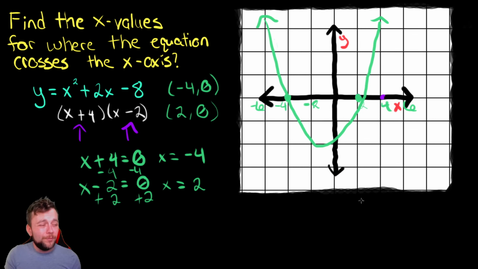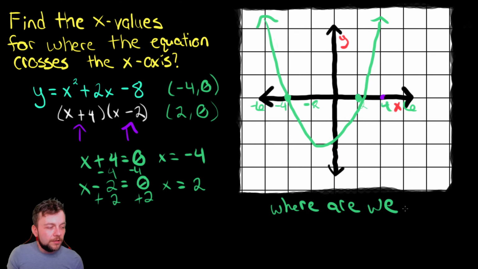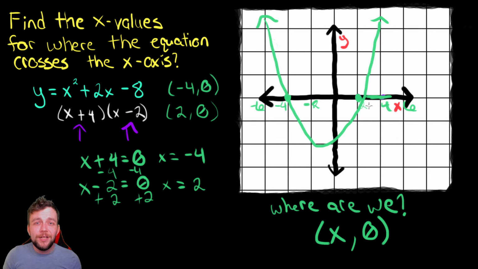If I give you any ordered pair, here's our ordered pair, can you tell me where you are located? My ordered pair is any number, and then we have a 0 for our y value. Where are we located? And you should be able to tell me, hey Paul, we're on the x-axis. We are at the boundary of the x-axis. It does not matter where we are.